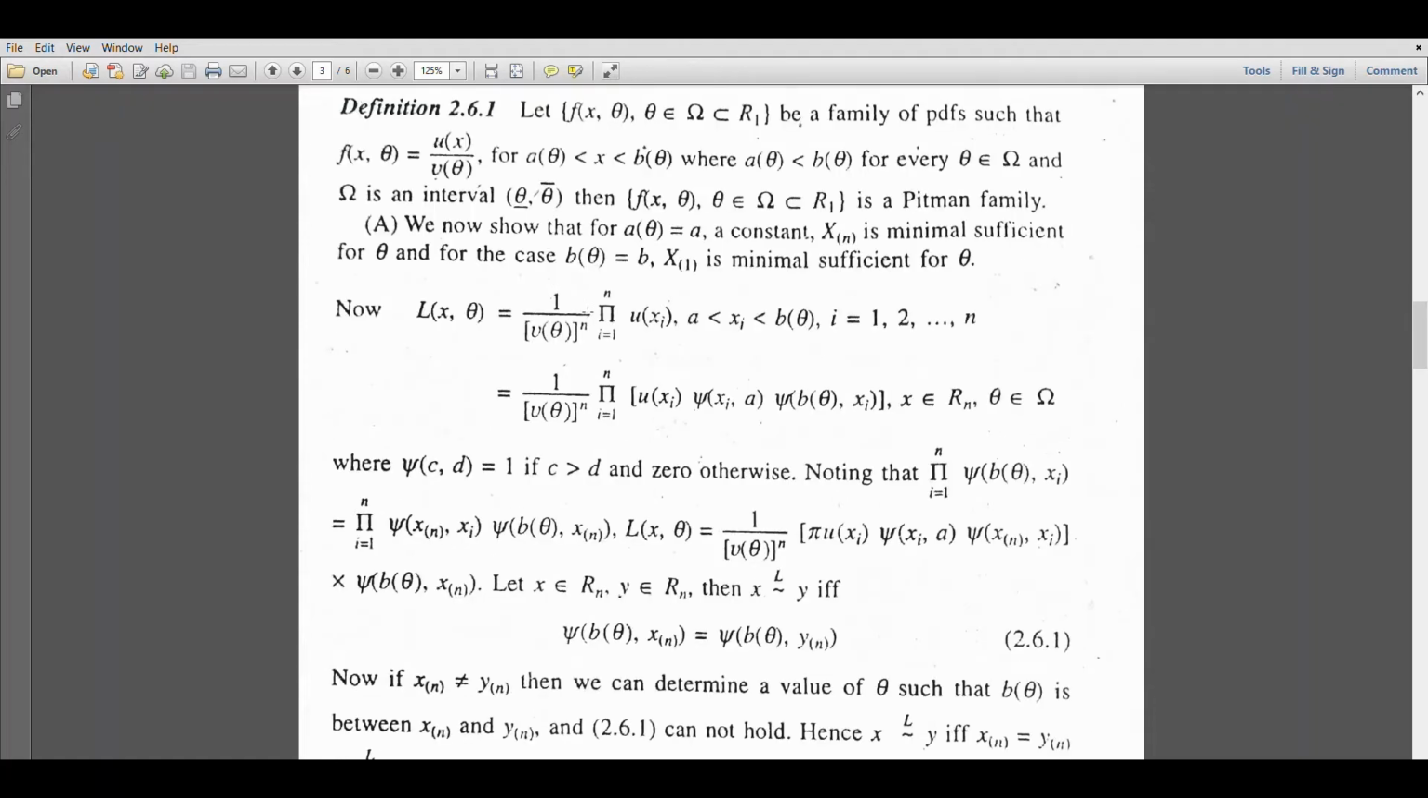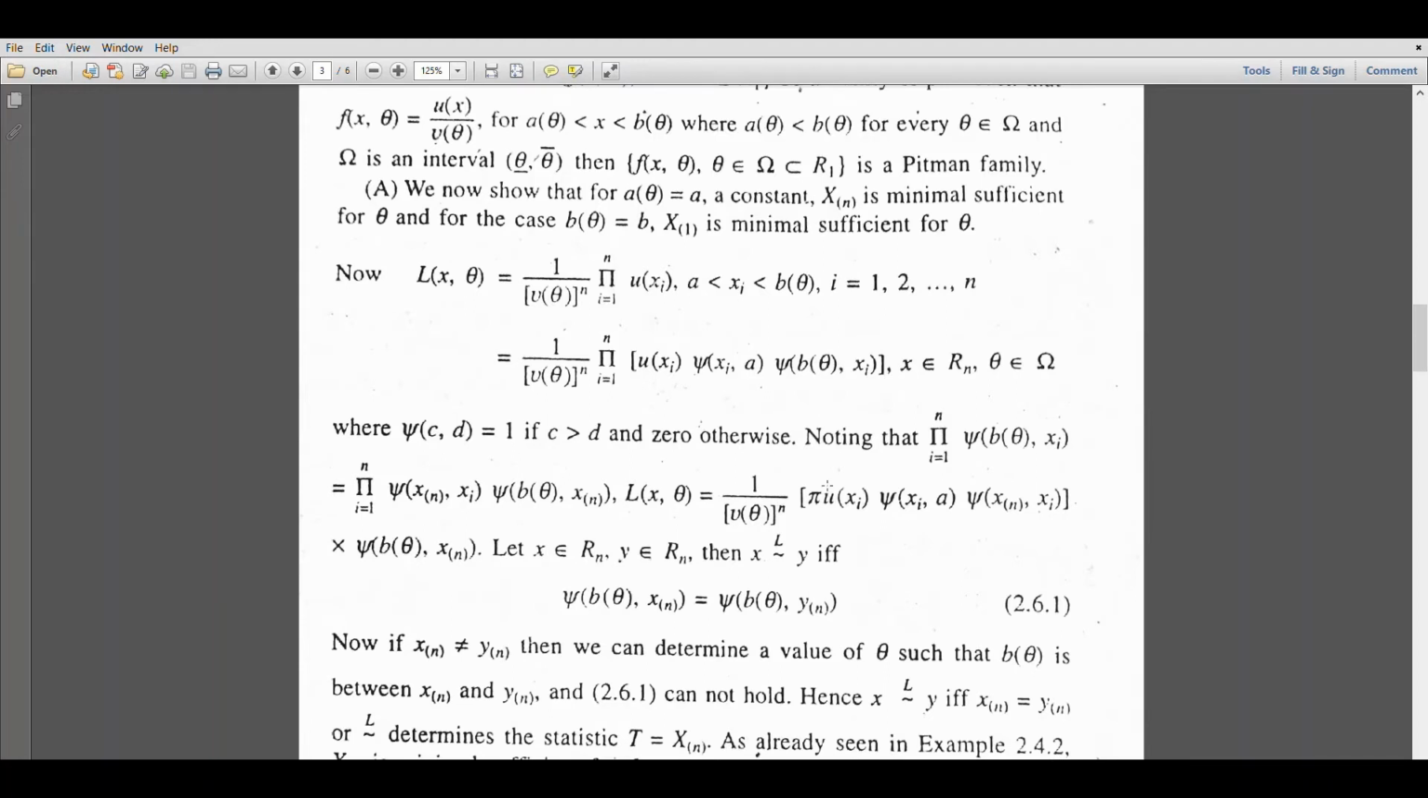Okay, and we will add this condition into the joint density using a function given by psi(c, d) equal to 1 if c greater than d and 0 otherwise. So we can express a less than xi by psi(xi, a). Whenever xi is greater than a, this function will equal 1 and 0 otherwise. Similarly, psi(b(theta), xi): whenever b(theta) is greater than xi, psi(b(theta), xi) equals 1 and is 0 otherwise.